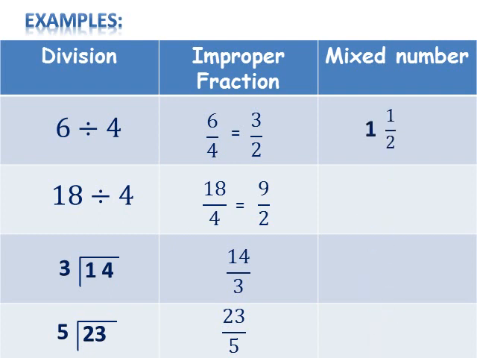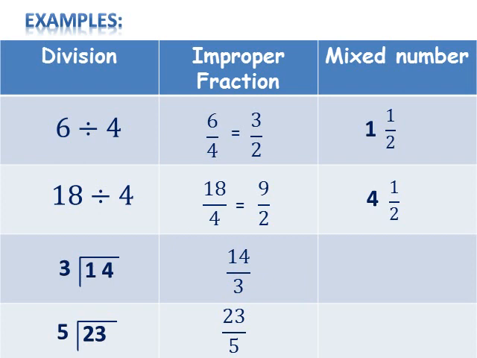3 halves, of course, is 1 and 1/2. You divide 3 by 2, you get 1, and have a remainder 1 over 2, so that's 1 and 1/2. Okay, 9 halves, when you change that into a mixed number, you have 4 and 1/2. 9 divided by 2 is 4, and you have a remainder 1.